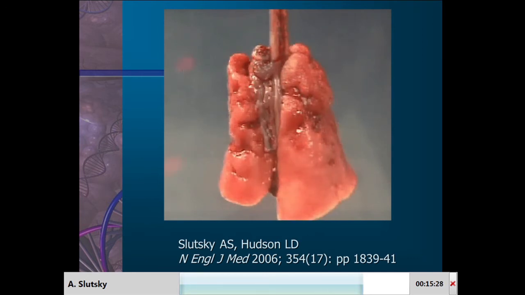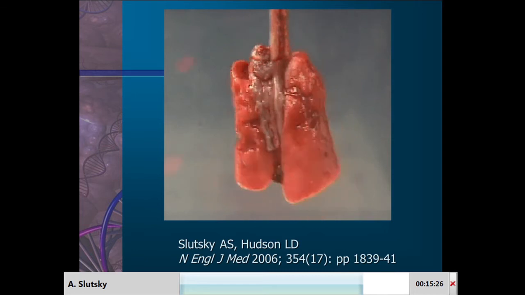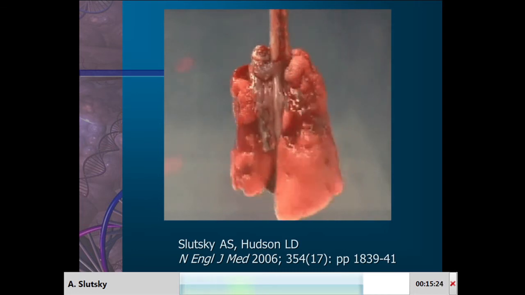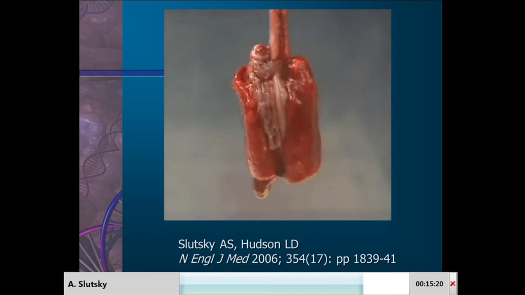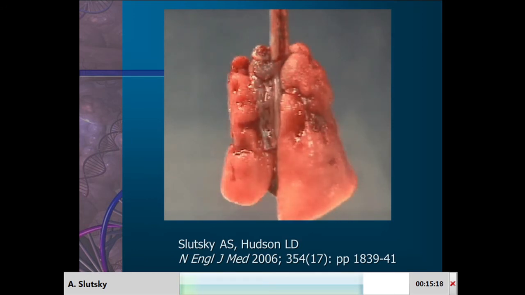So I show you this because I think it gives a physical picture of what lung recruitment looks like and why we recruit the lung: to open it up. But you can see a couple of things. It takes some time for the lung to be recruited.